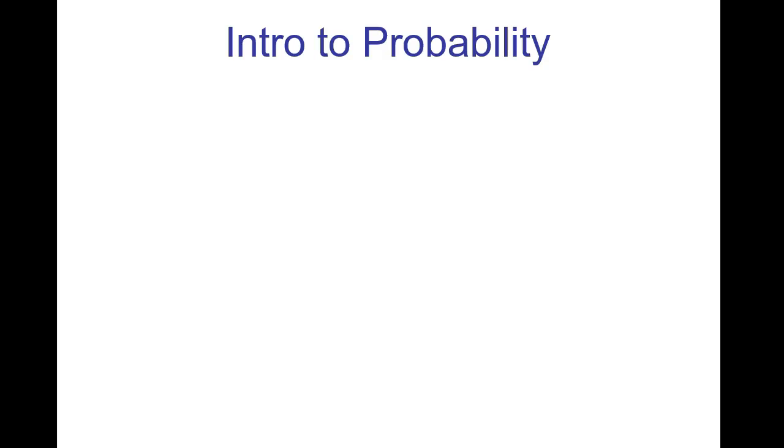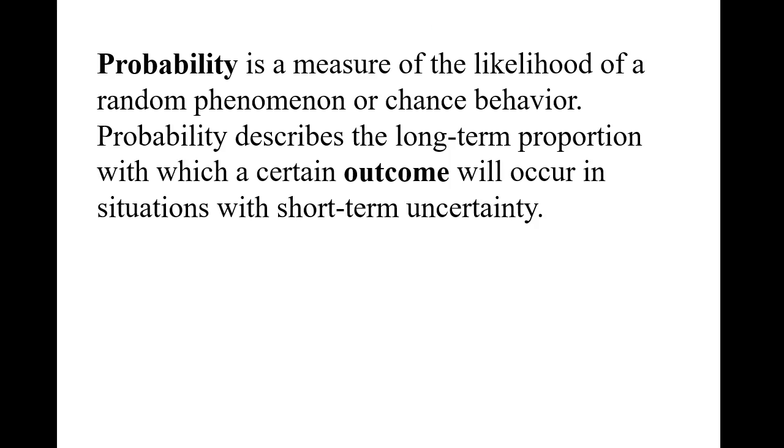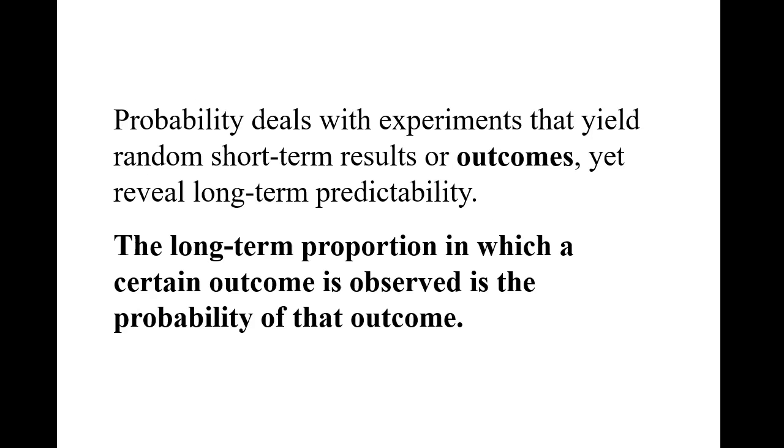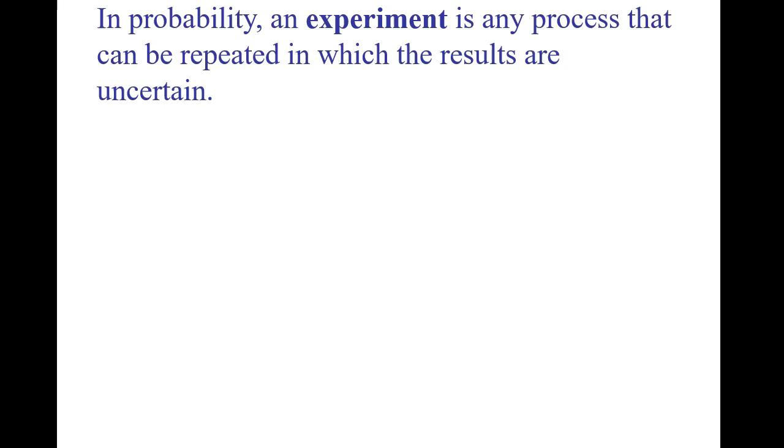Okay, introductory probability. Probability is a measure of the likelihood of a random phenomenon or chance behavior. Probability describes the long-term proportion with which a certain outcome will occur in certain situations with short-term uncertainty. Probability deals with experiments that yield random short-term results or outcomes, yet reveal long-term predictability. The long-term proportion in which a certain outcome is observed is the probability of that outcome.